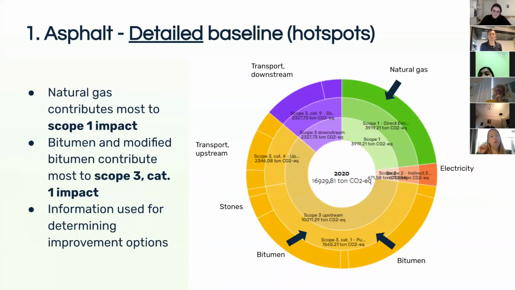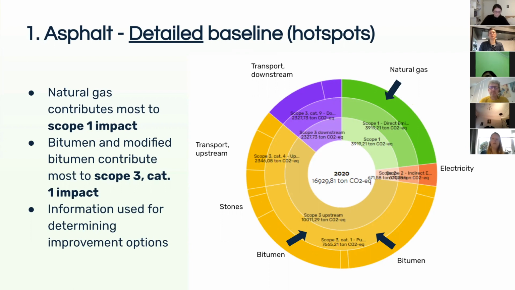So now we can zoom in a bit more and go into the hotspots. What you see here is again the same scope 1, 2, and 3. As we saw before, scope 1 was one of the most dominant ones, and that's mainly caused by the impact of the natural gas. That's in green. And then we also saw that scope 3, category 1, the purchased goods, is quite important, and that's in yellow. And for the yellow part, you see that mainly the bitumen is causing the impact.